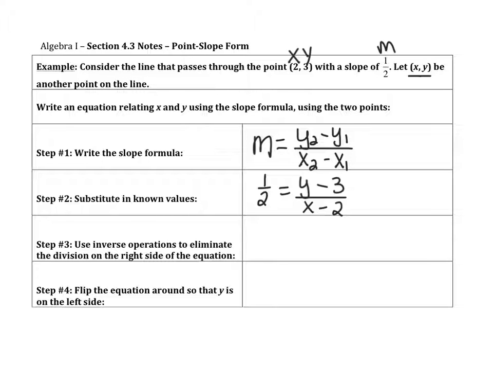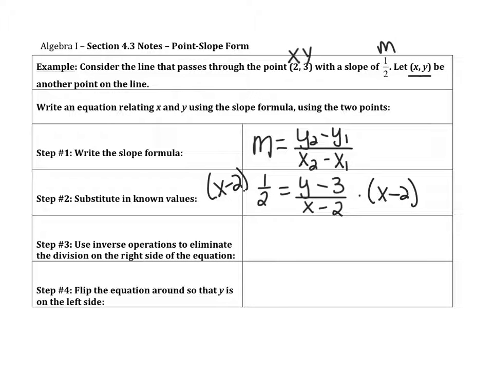So inverse operation just means if I want to undo addition, I subtract. If I want to undo division, I multiply. So again, this problem is saying I want to eliminate the division, so I'm going to end up multiplying. They want me to eliminate this division right here, because this literally means y minus 3 divided by x minus 2. So in order to get rid of that, I am going to multiply both sides times x minus 2. If I multiply by x minus 2 on the right, I need to multiply by x minus 2 on the left.